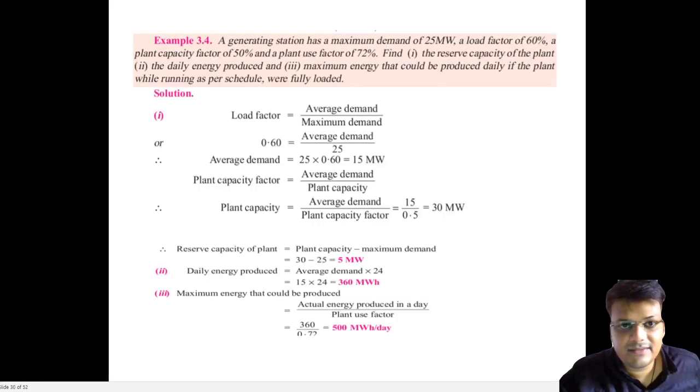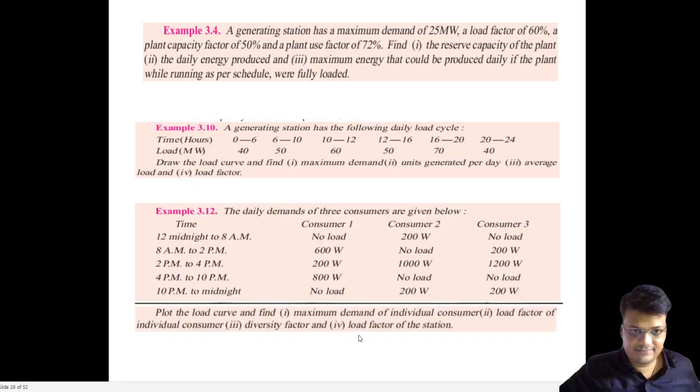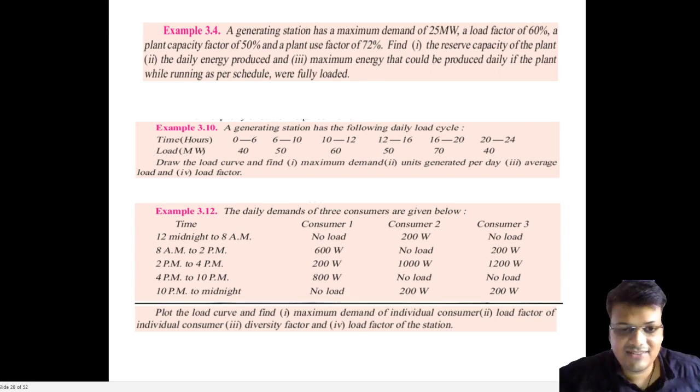Now moving toward the third question. I have taken all flavors of the question so that you know what kind of question can be asked in the paper.